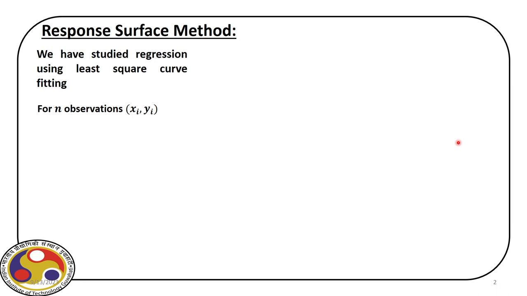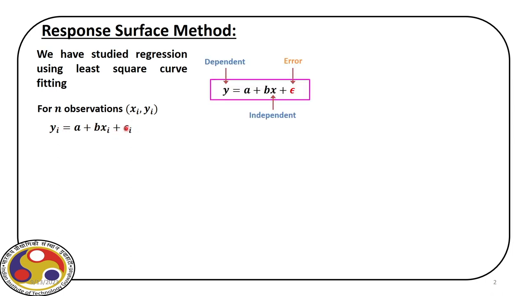So we have n observations in the case of least square curve fitting. We have all these xi, yi, where i ranges from 1 to n, and then we propose a model. Let us start with a linear model. So we have yi equal to a plus b xi plus an error corresponding to every observation. We fit a model, and the difference between this model, the linear model, and the observation yi is basically the error.